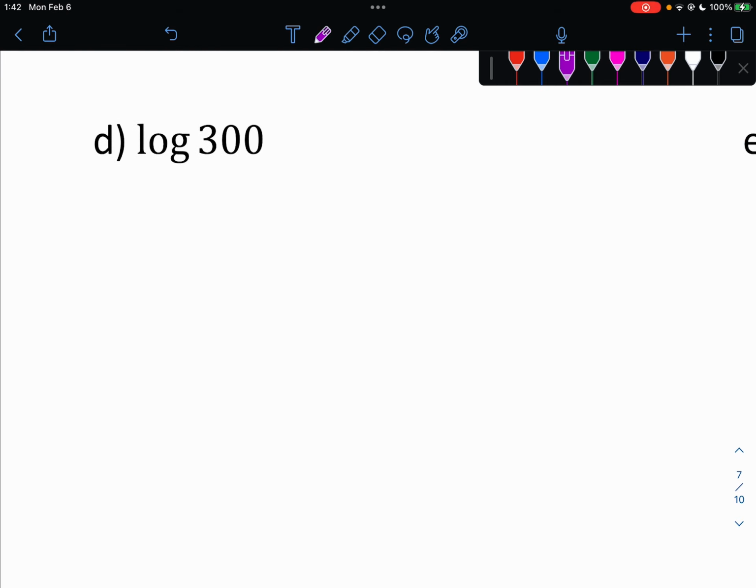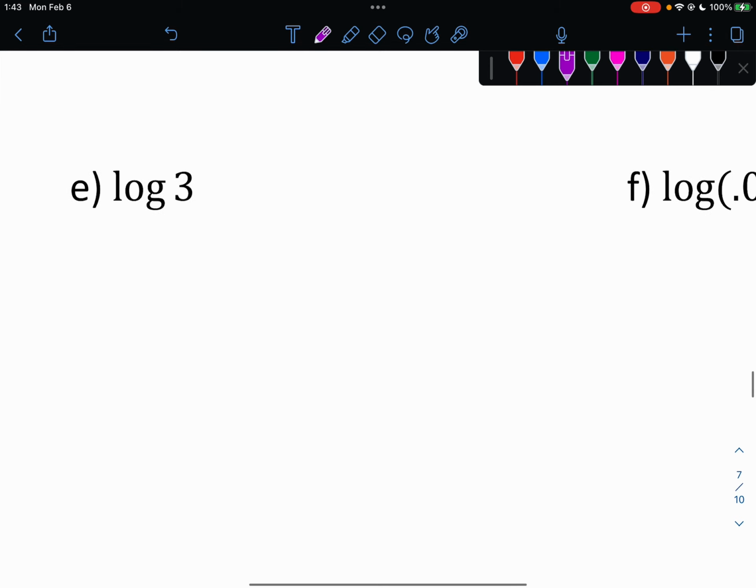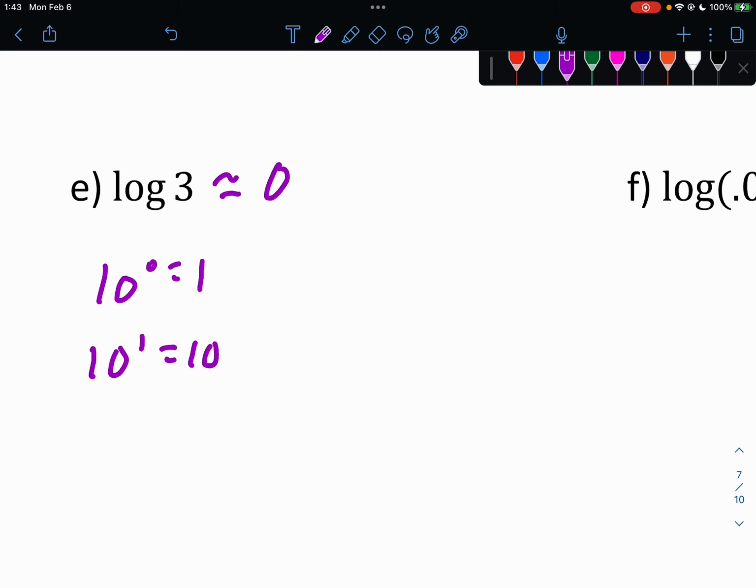Log base 10 of 300. So I know 10 to the 2nd is 100, and 10 to the 3rd is 1,000. So it's between those. Let's go 2.3. 10 to the 0 is 1. 10 to the 1 is 10. So it's between those. Let's go 0.4.